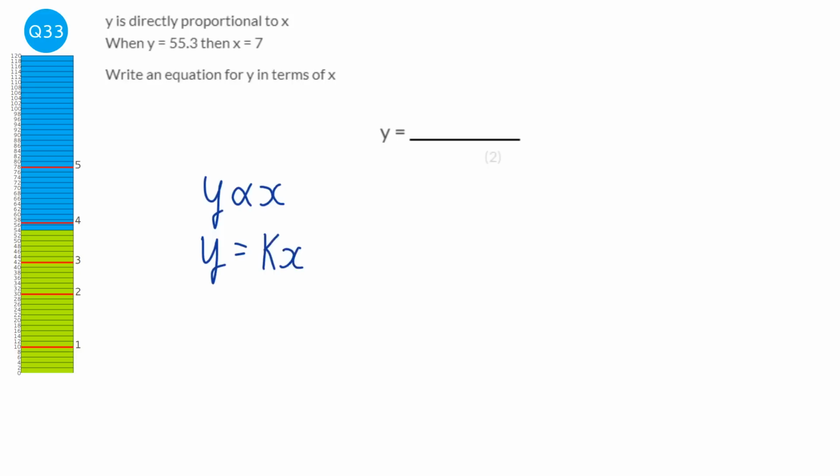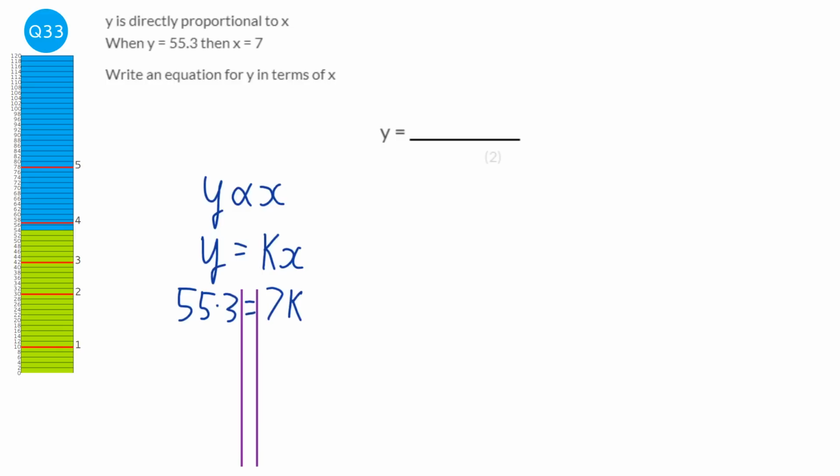Now to find out what that something is, to find out what that constant is, what we're going to do is feed in the value of y and the value of x that we have. So we're going to feed those in. So y is 55.3 and x is 7. So it would be 7k. And we're just going to put our lines in and solve this.